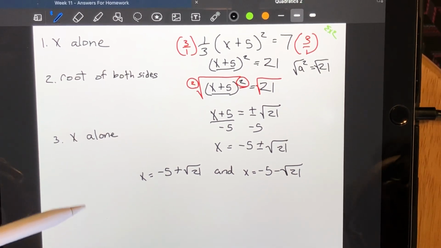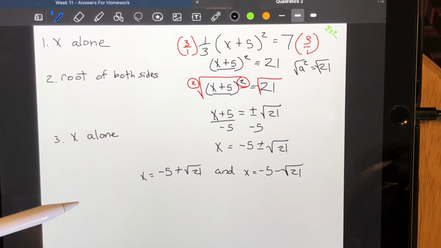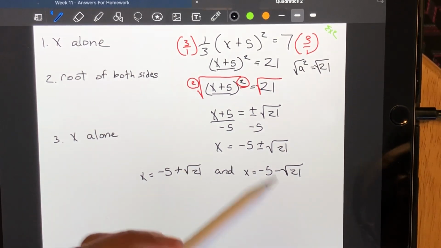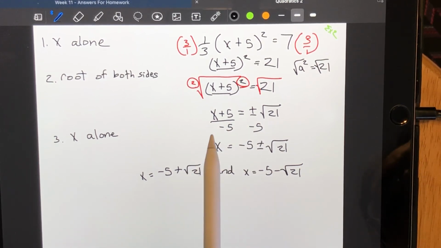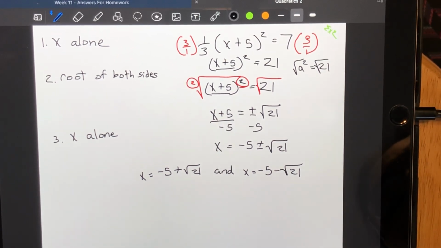Now, I go back to ask my question again. X wants to go to the movies by himself. Who do I need to get rid of? He has a positive 5 attached to him. I'm going to subtract the 5 from both sides. So x plus 5 minus 5 leaves me only x on that side.